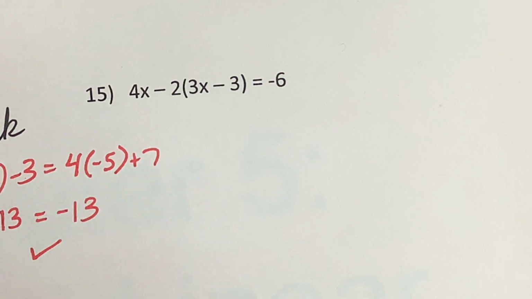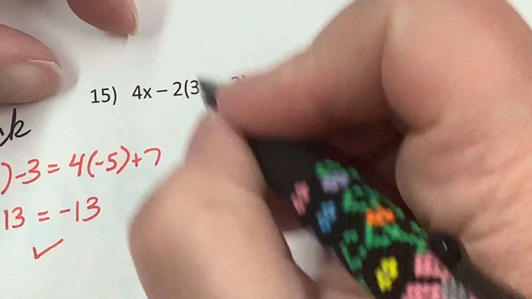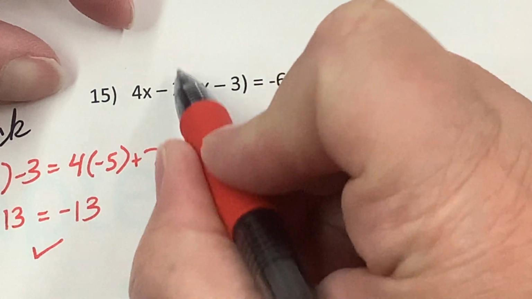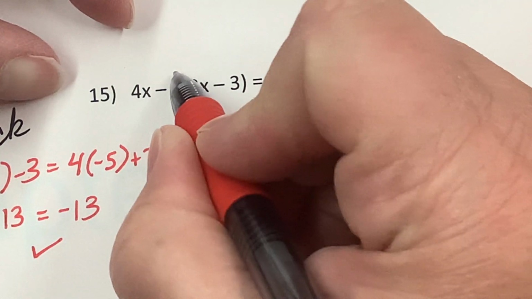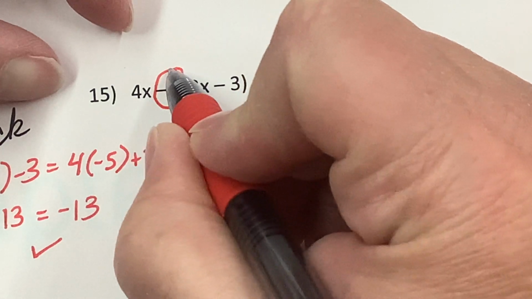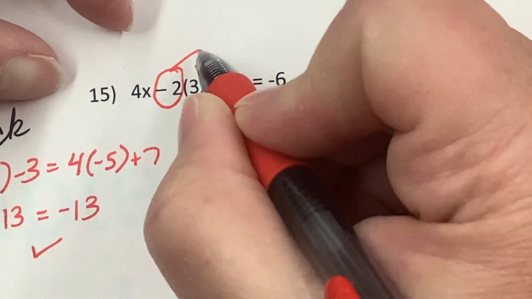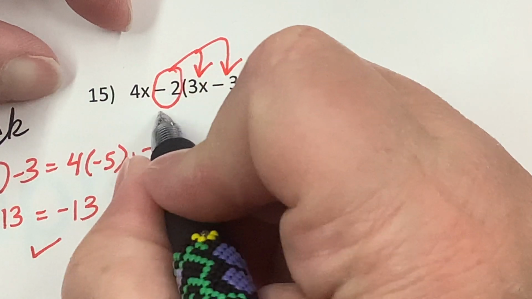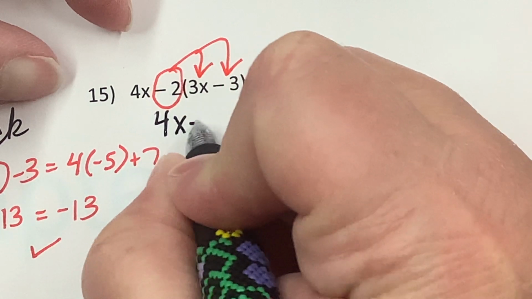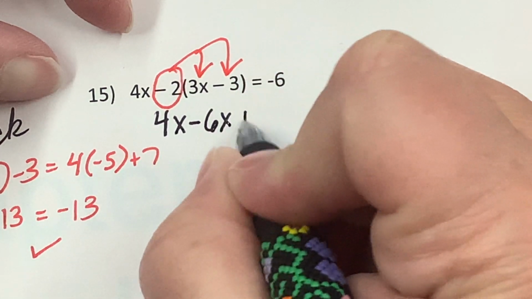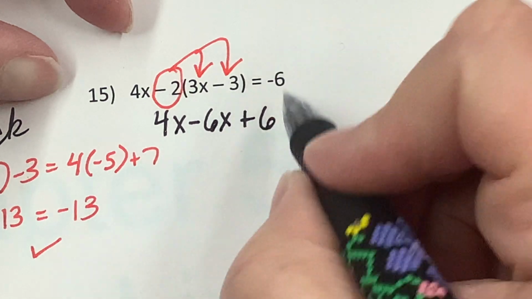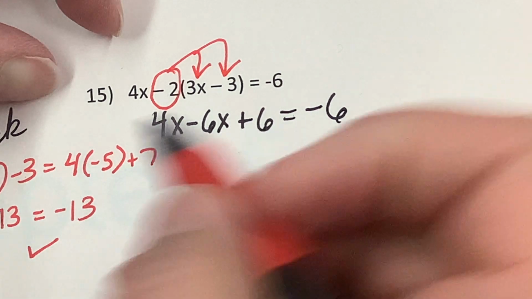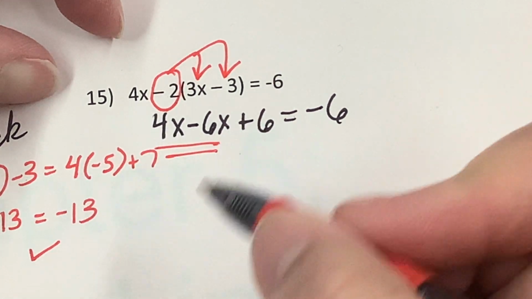All right, the next problem. What am I doing here? Oh, I know, I have to distribute. Now this is a negative that goes with the 2. So this negative goes with the 2. So negative 2 times 3x, but also negative 2 times 3. So I get 4x minus 6x plus 6 equals negative 6. Now my like terms are on the same side of the equal sign.